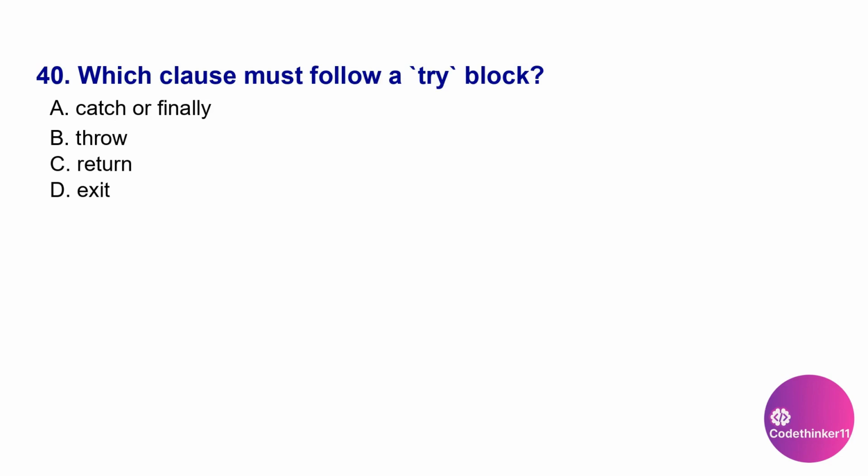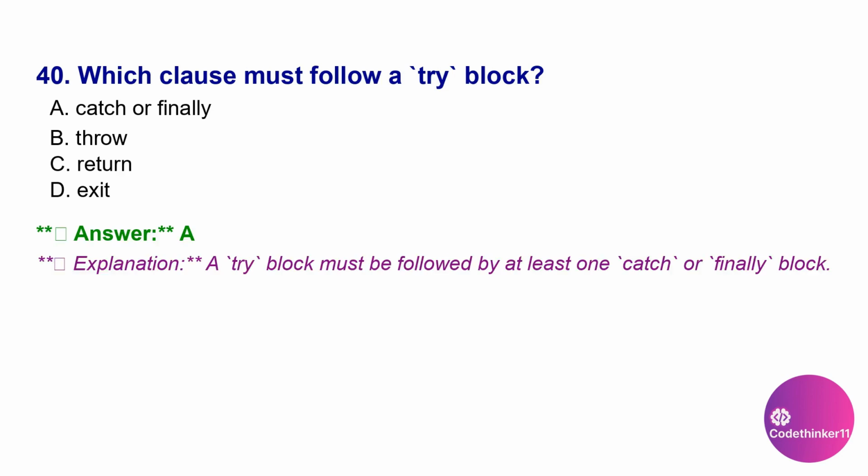Question 40. Which clause must follow a try block? Option A. Catch or finally. Option B. Throw. Option C. Return. Option D. Exit. The correct answer is option A. Explanation. A try block must be followed by at least one catch or finally block.